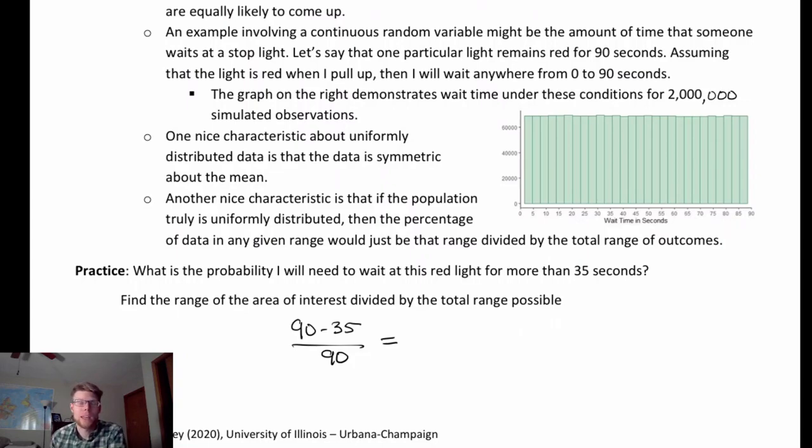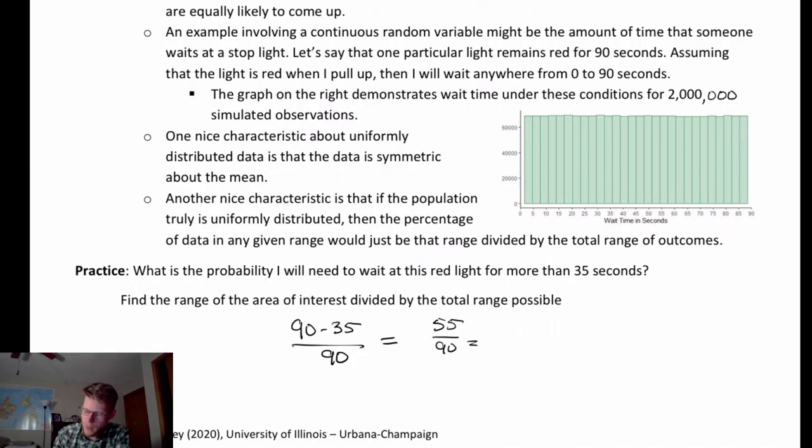And when we're working with truly continuous data, it really doesn't matter. So if we're saying more than 35 seconds, then really any value, 35.00001, would technically qualify. So it'd be most appropriate then to do 90 minus 35 here. So we can calculate this, and we're going to get 55 over 90, which is going to come out to some value.